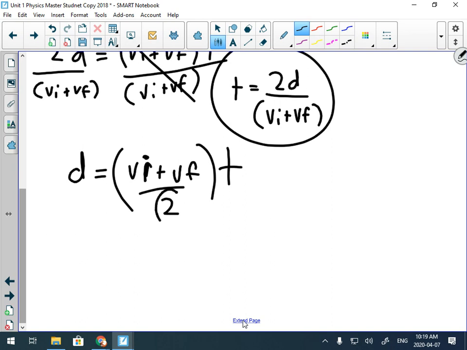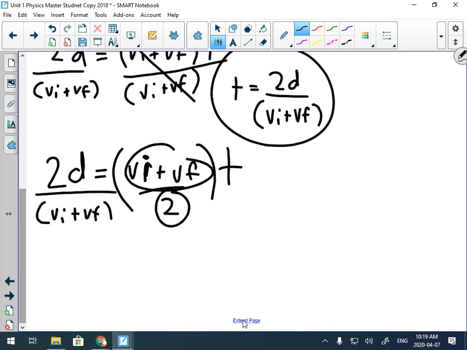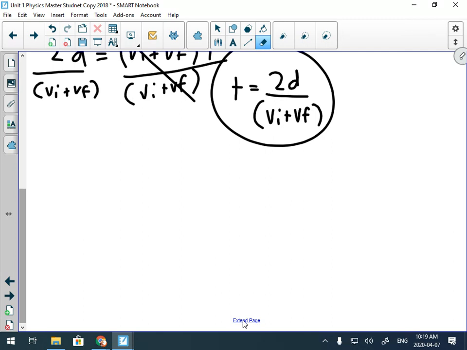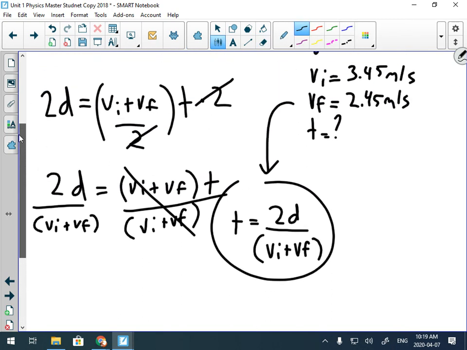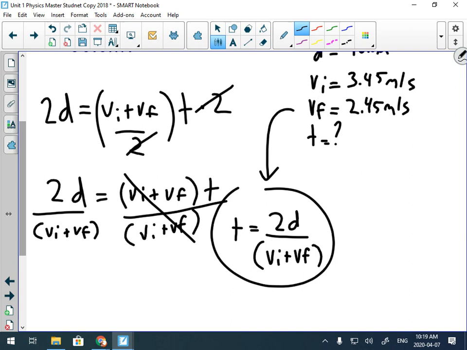2 is on the bottom, so guess where 2 goes on the top? VI plus VF is on the top, so it goes on the bottom. Do you see how you can just switch stuff around to rearrange? It's kind of cool. All right, so let's throw the numbers in there. So 2 times distance, we had 90 meters. And VI is 3.45 meters per second. And VF is 2.45 meters per second.